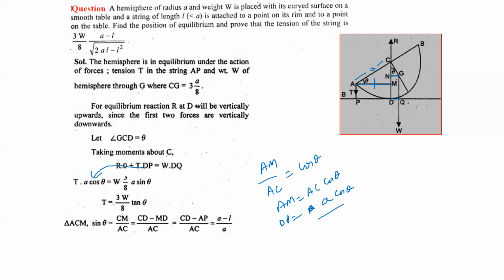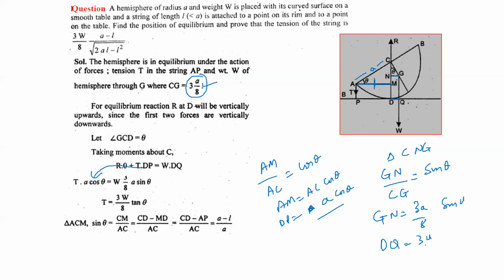Now for DQ, we shall consider triangle C and G. In triangle CG, we need GN. So GN will be the perpendicular. So GN by CG, where CG is the hypotenuse, is equal to sine theta. I already told you that CG is 3a by 8, because the center of gravity of the hemisphere must lie at 3a by 8 distance from the center. So GN is equal to DQ. So the value of DQ is 3a by 8 sine theta. So this is substituted, and from this we get the value of T.